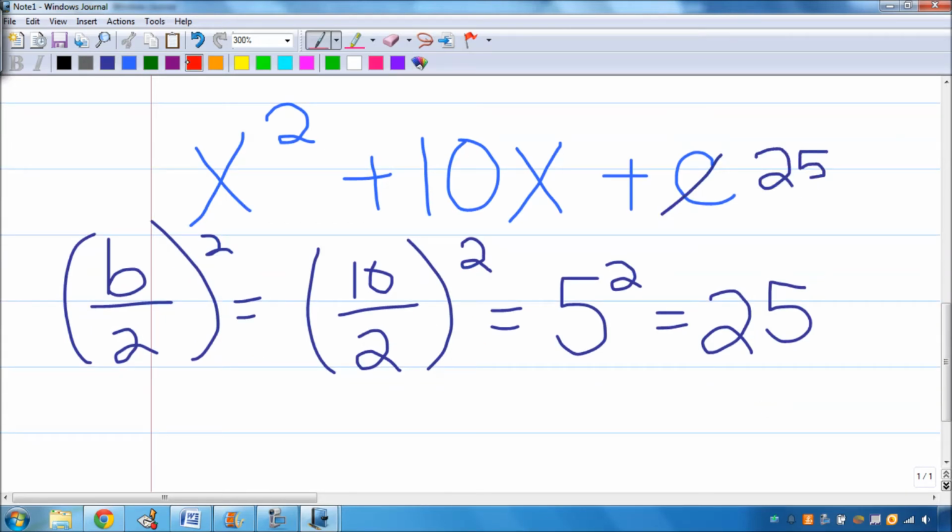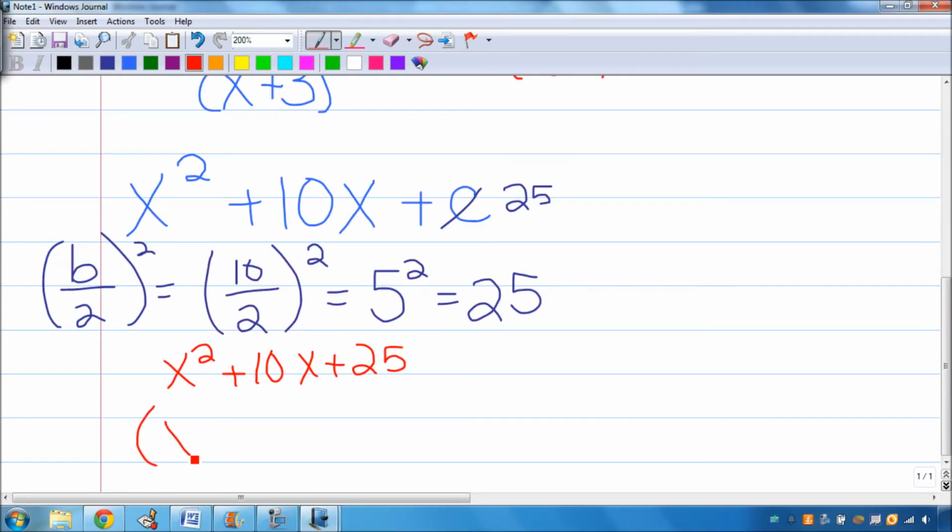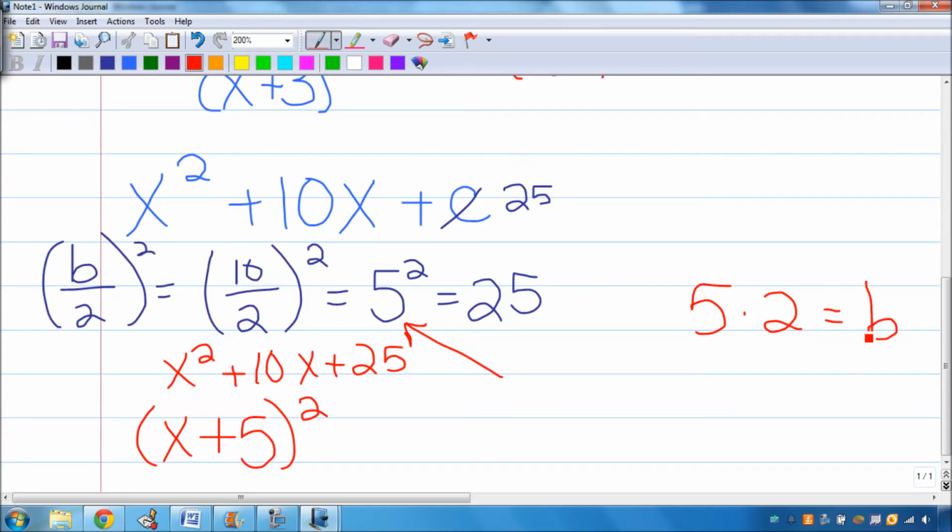So take a look at this right here. If I were to do x squared plus 10x plus 25, and I want to factor it, I could factor it easily because all I'd have to do is x plus 5 squared. And again, here's your value right here. When you take 5 and you double it, you get your B value, and when you take 5 and you square it, you get your C value.